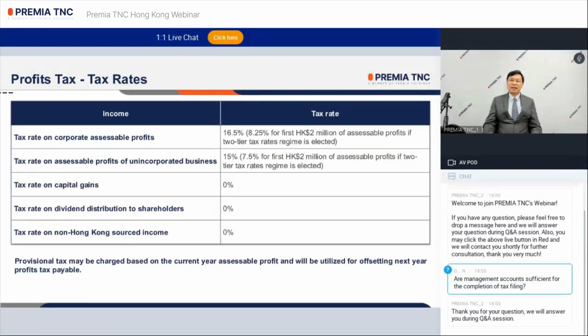Moreover, capital gains, dividend to shareholder, and profit outside Hong Kong are tax exempted. On the other hand, in order to protect tax revenue, provisional tax may be charged based on current year's assessable profit.